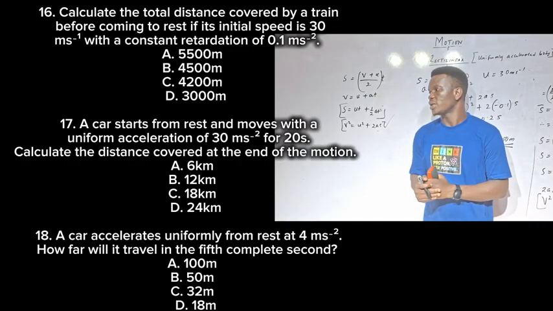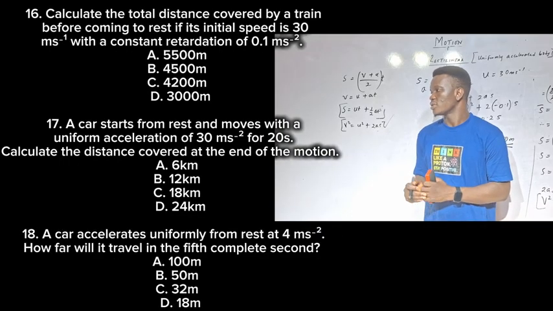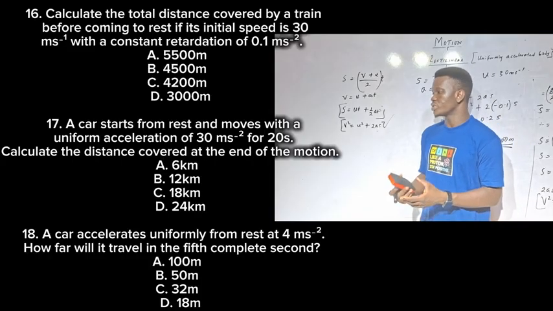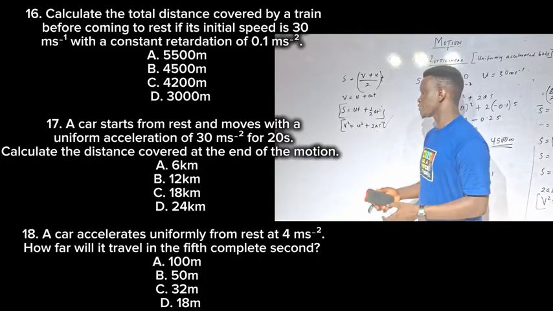So number 18, a car accelerates uniformly from rest. This one is also from rest. That means U is equal to 0. Let me be writing it.